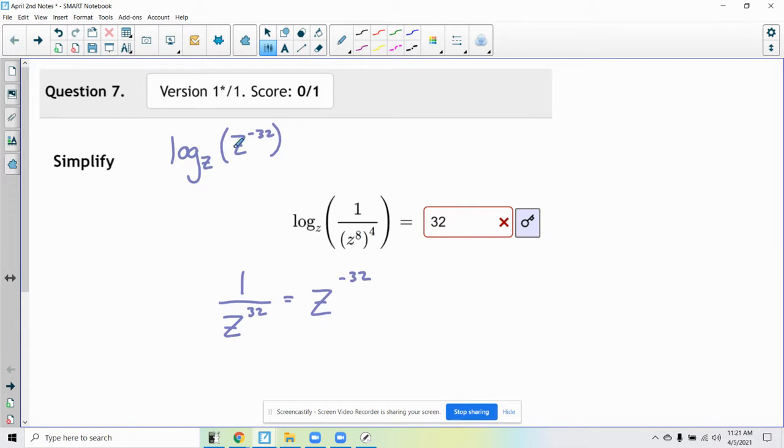So this is saying z to what power? It's kind of weird. Z to what power gives me z to the negative 32nd? So the answer here is actually just going to be negative 32, not positive. Since it's in the denominator, you have to put the negative there to show it was a denominator.